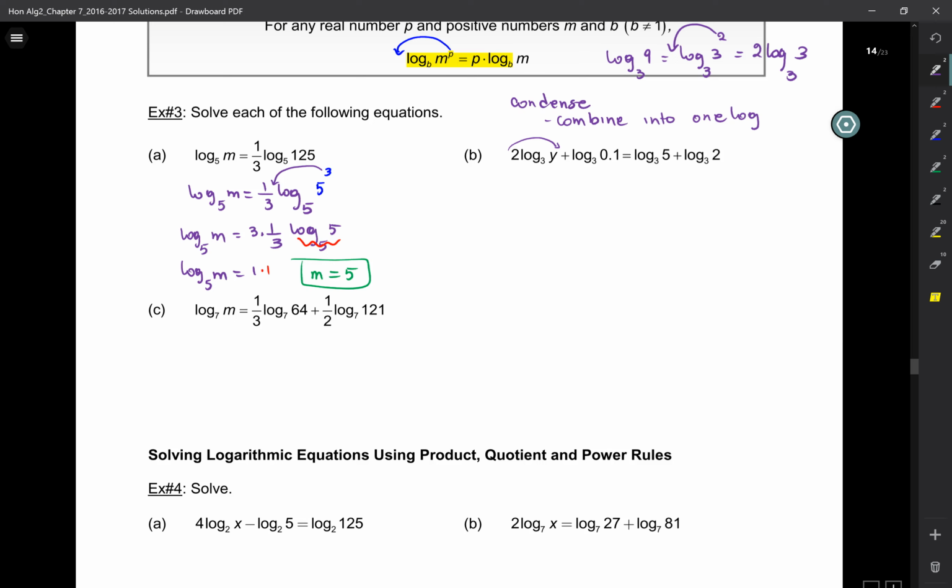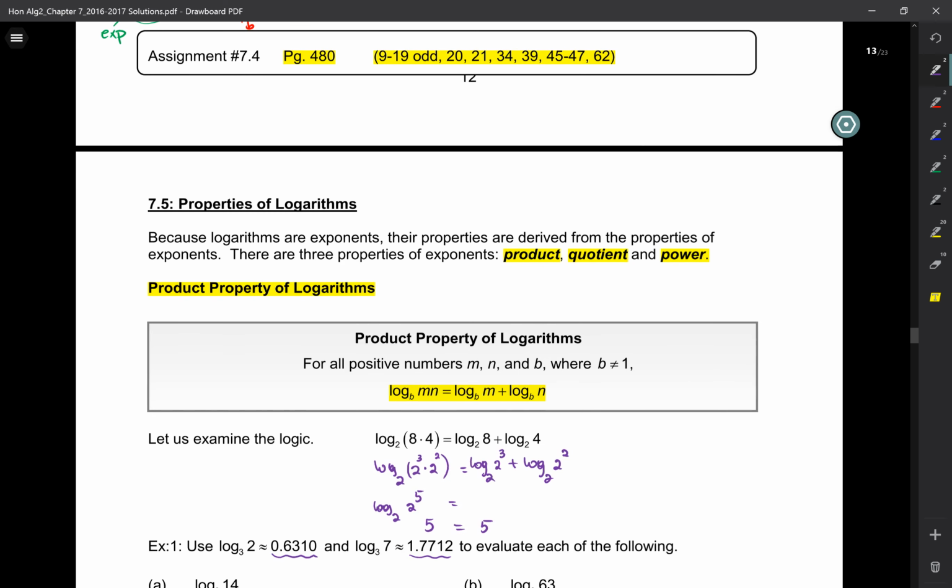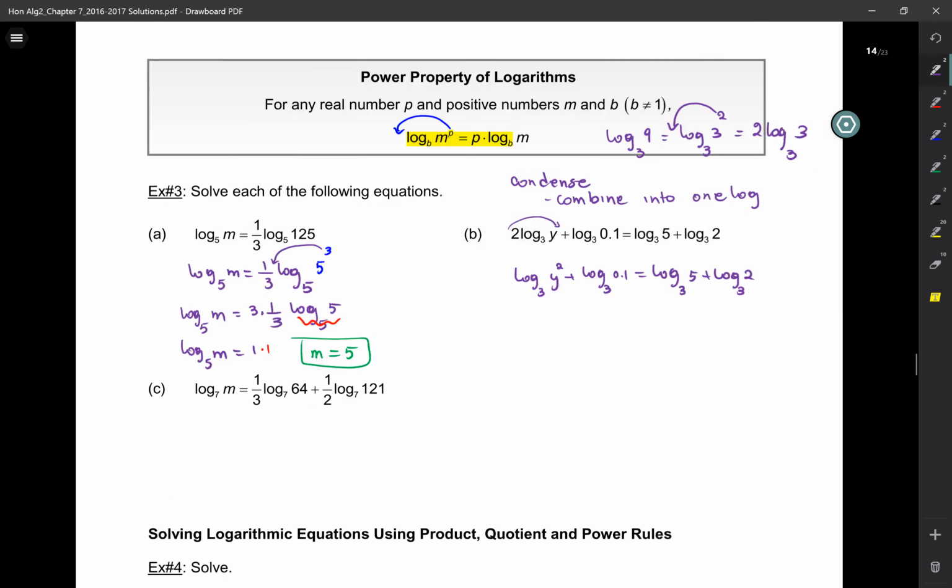So this is log base 3 of y squared plus log base 3 of 0.1 equal to log base 3 of 5 plus log base 3 of 2. Now, remember how when you have log base b of m times n, you split it up into a log plus a log? What if you were going to go backwards now? What if you had log m plus log n and you were going to go backwards? If you're adding the logs, you multiply the arguments. So we're going to condense and multiply the arguments.